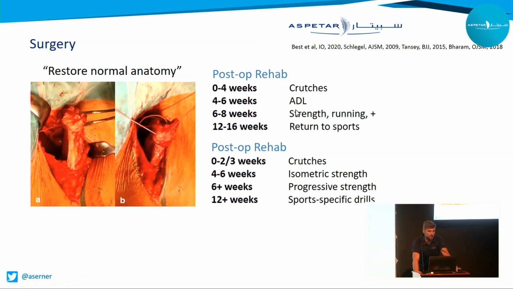This is usually time-based. So we'll have a number of weeks in crutches. Here are 2 different rehabilitation protocols with 2 to 3 weeks in one, 4 weeks on crutches, 4 to 6 weeks just normal activities of daily living. And it's not until week 6 normally that players will be able to do strengthening, running, and progress with activities.